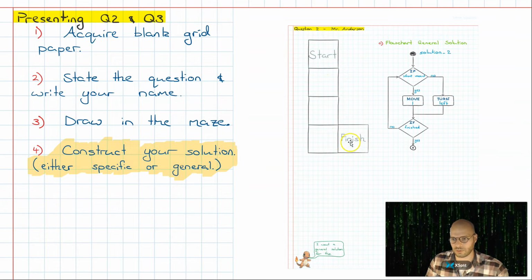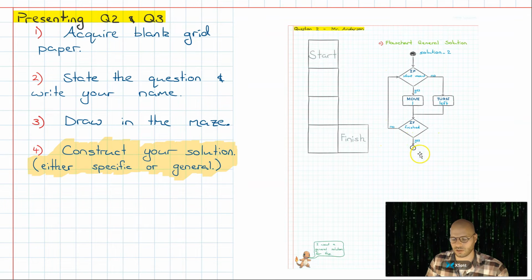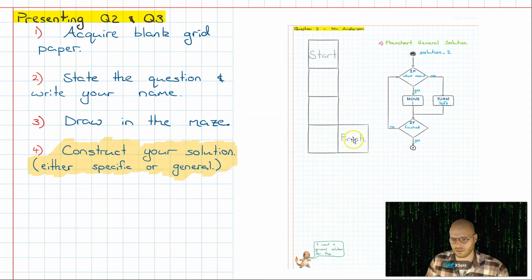Your solution will be presented in a flowchart only. There's no need to write up the pseudocode. On the example you see on the right here, this is a general solution because it can solve all mazes of the similar complexity to that shown over here. Your solution will be different.